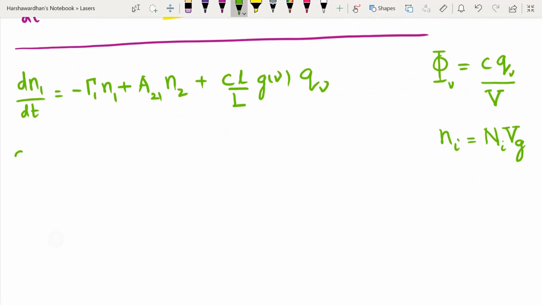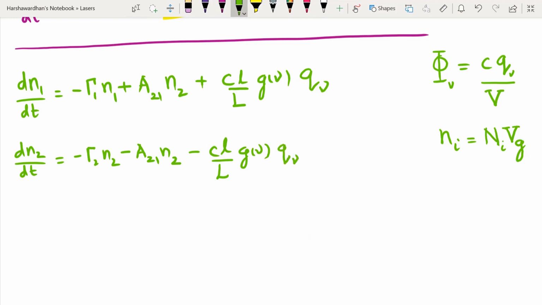Similarly, my dn2 over dt is minus gamma 2 times n2 minus A21 times n2 minus C small l by capital L, g of nu Q nu plus P, and I'm defining P as simply the pump rate k multiplied by the volume of the gain cavity, which gives me the total amount of pumping that is required. That is what is my P here.